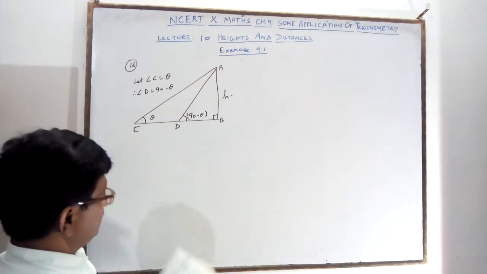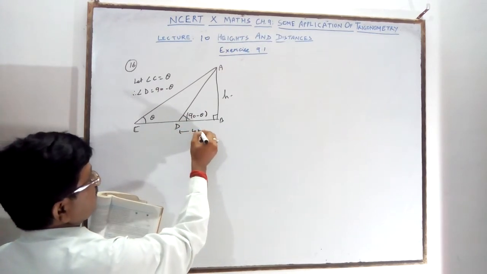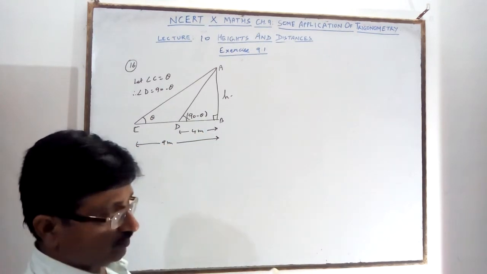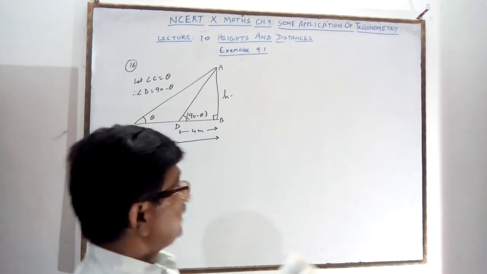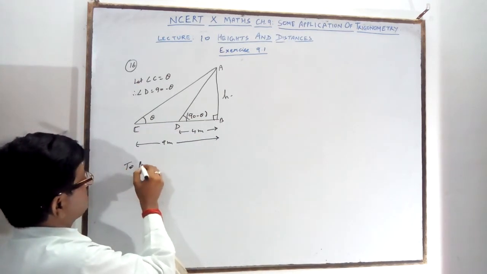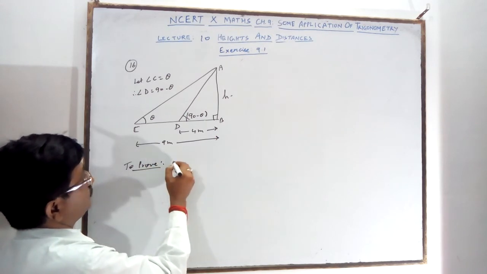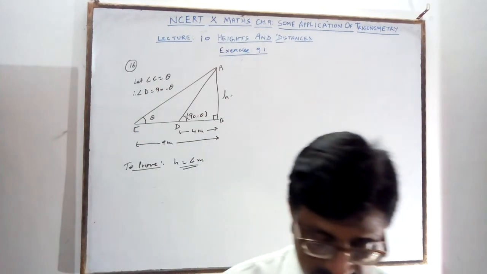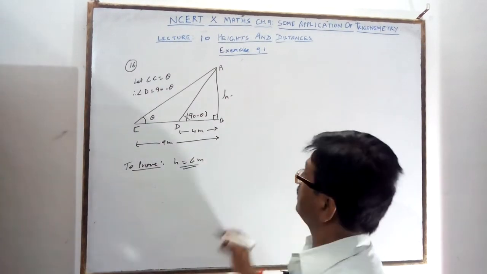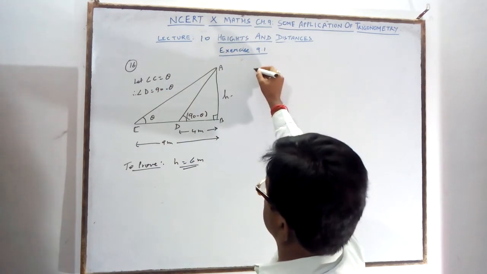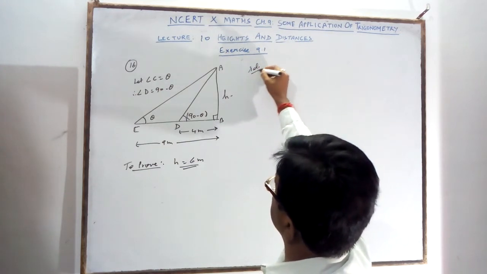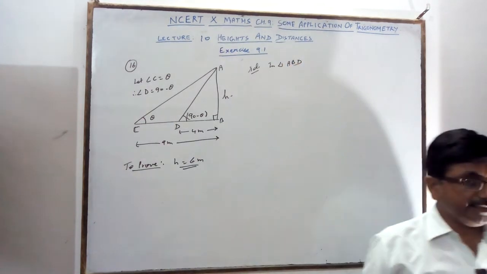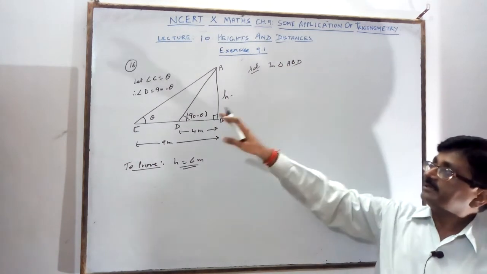Two angles you are getting. 4 meter is given and 9 meter is given. Prove that the height is... here is a question of proof. You want to prove h is equal to 6 meter. This is a very simple question. First, see the solution of this question in triangle ABD.